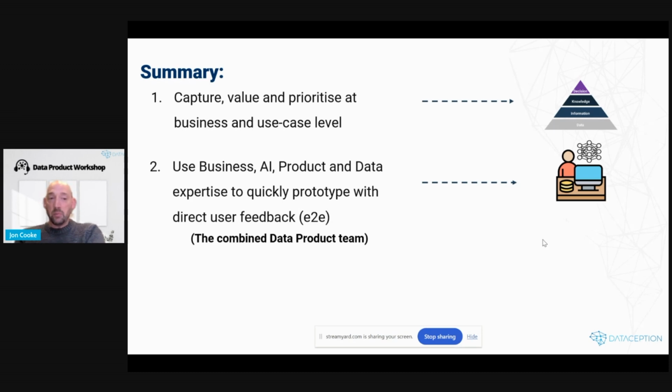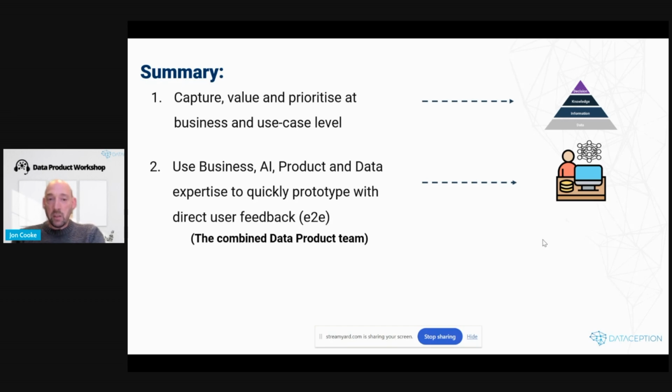Use business, AI and product data expertise. What we haven't talked a lot about is the operating model of this, and that's going to be in a separate session. When you're doing this kind of work, you bring in quite a lot of people. It's a multidisciplinary team, not just one person. It's people who understand AI, and data product specialists, which are business-facing analytics people.